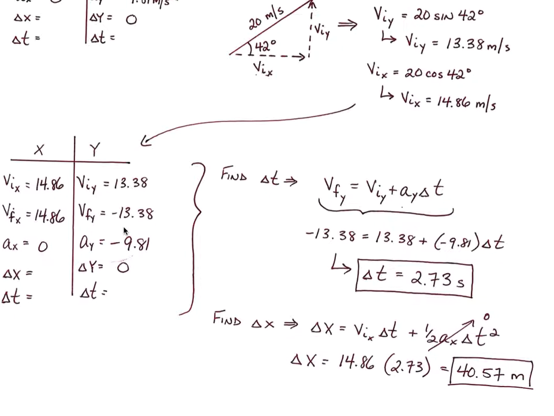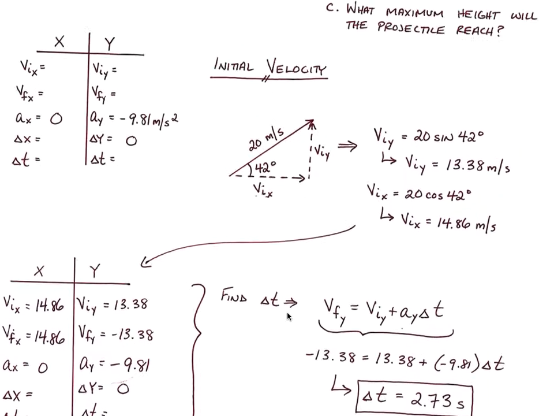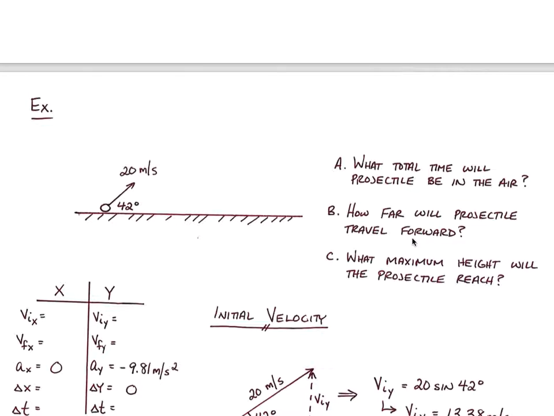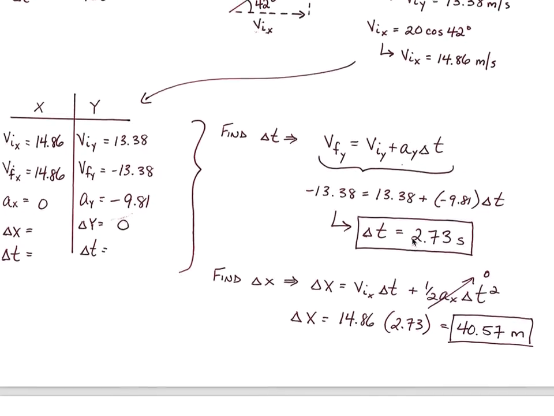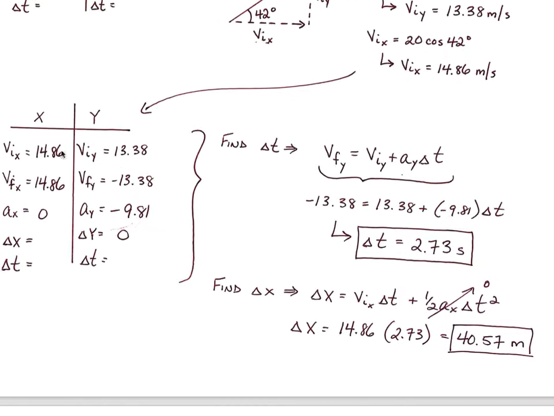So the only additional step so far has been to find my initial x and y velocity. The second part of the question, how far will the projectile travel forward? Well, again, I'll find delta x. This time I'll use my delta x variables. Now 2.73 could go here and here. I have not written them in to avoid confusion, but 2.73 right now could go here and here.